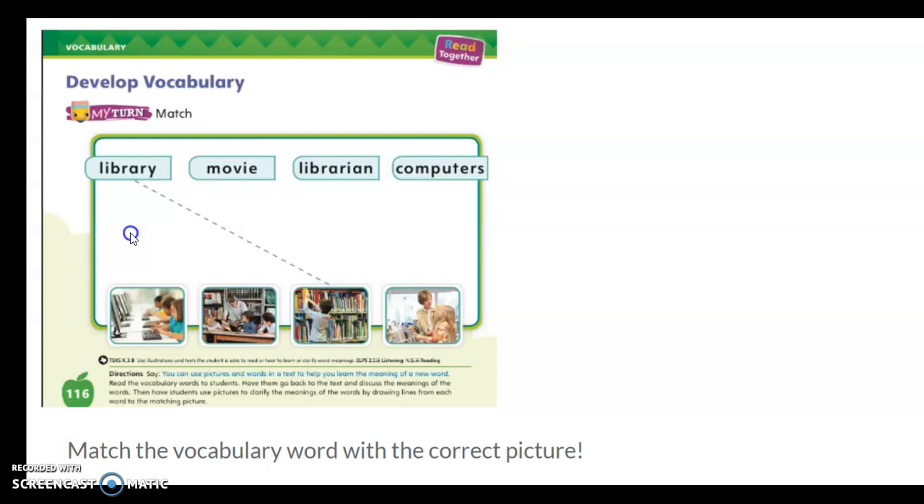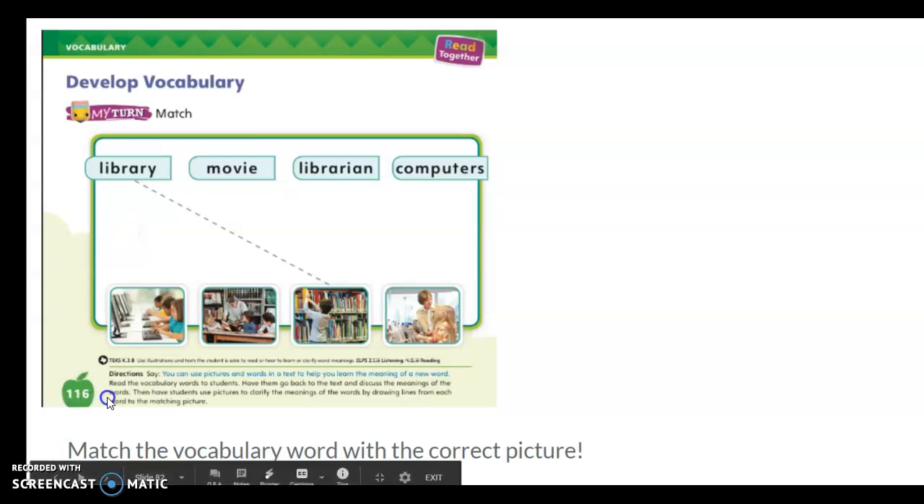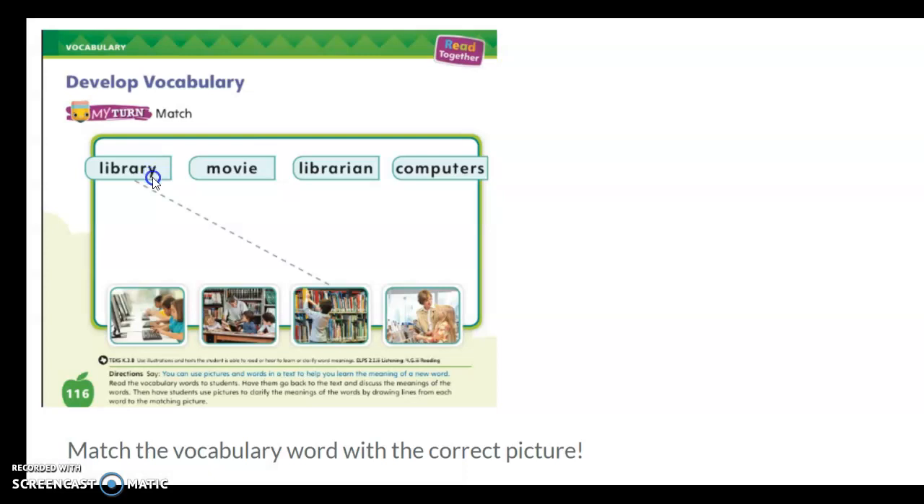So your job today, on page 116, you're going to look at the vocabulary word, and then you're going to look at the pictures and decide which picture it belongs to. So this says library. This is the little boy at the library, so they drew a line connecting the picture to the word. This says movie, librarian, and computers. So you're going to draw a line to match the word to the pictures.